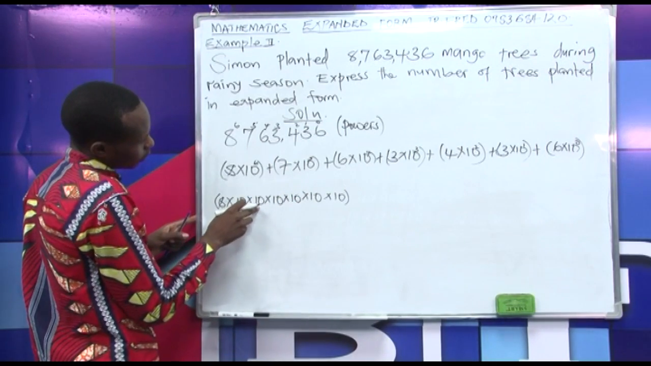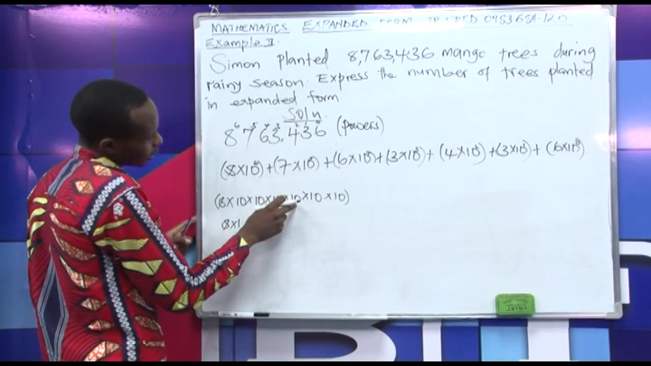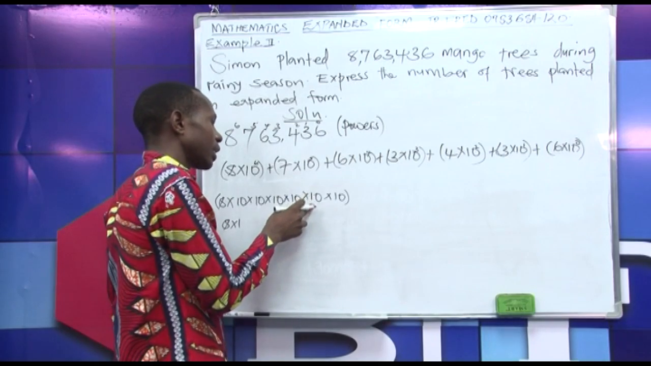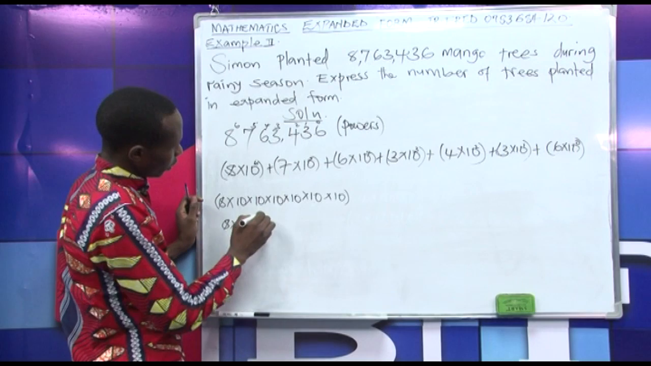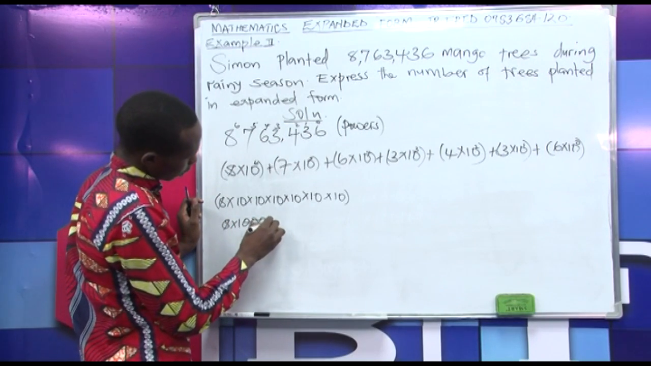10 times 10 is 100. 100 times 10 is 1,000. 1,000 times 10 is 10,000. 10,000 times 10 is 100,000. 100,000 times 10 is 1,000,000. So it will be 8 times 1,000,000.